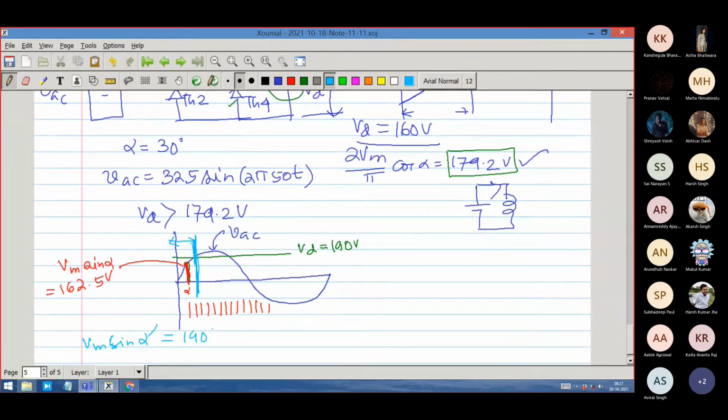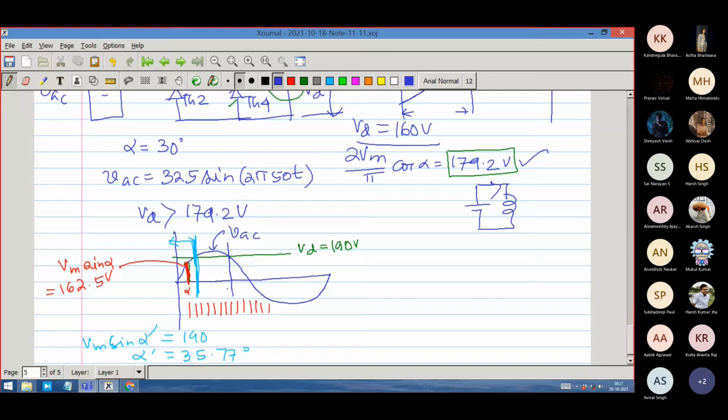Okay, so that alpha dash is coming out to be 35.77 degree. At that precise instant, the conduction is possible because thyristor 1 and thyristor 4 are now forward biased. So it will continue to conduct, right? How long will it continue to conduct?